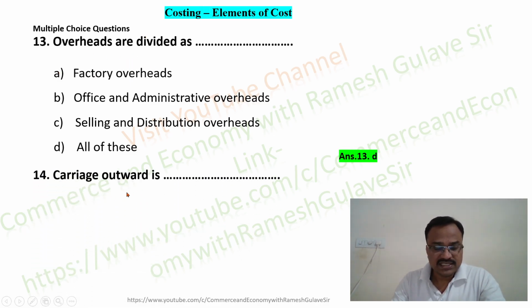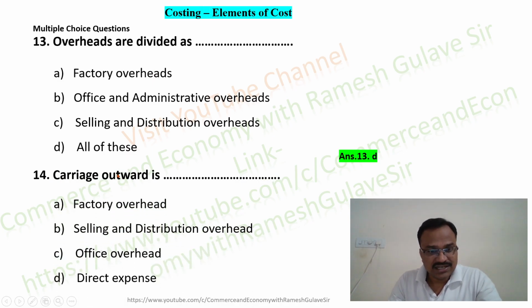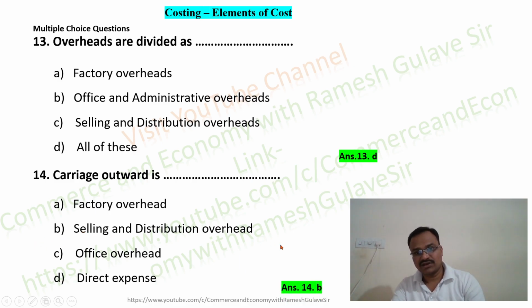Now let us move on to the next question. See, next question is on carriage outward. So carriage outward is basically selling and distribution overhead. So as we have already discussed, here option B is the right answer.